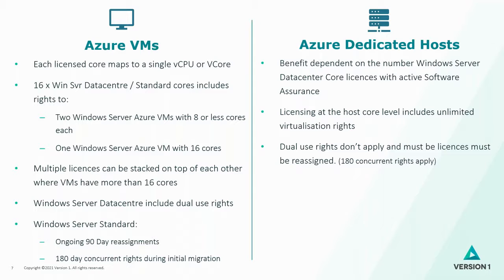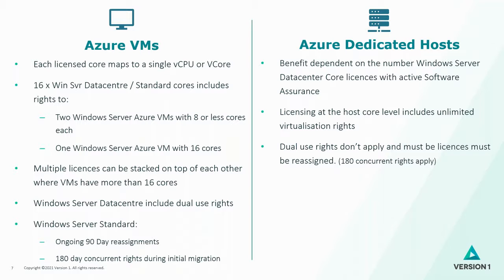So if you have, say, for example, 16 Windows Server Data Center or Standard core licenses, you gain the rights to have 2 Windows Server VMs, Azure VMs, should I say, with 8 or fewer cores each. Or you could have 1 Windows Server VM with 16 cores in total.